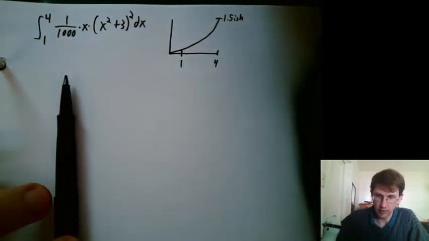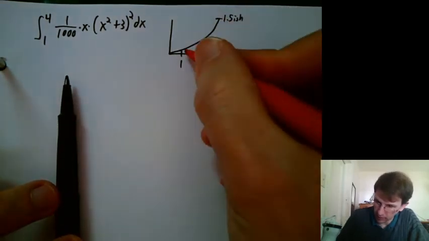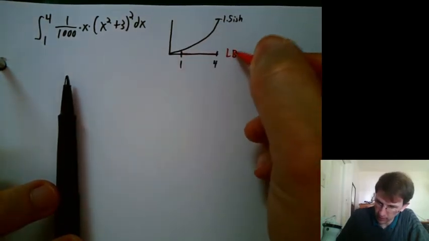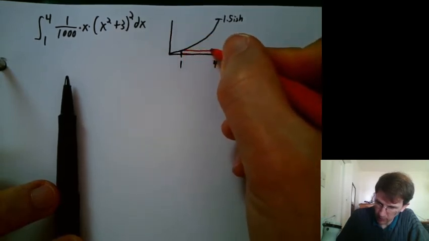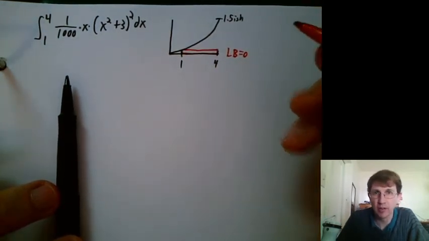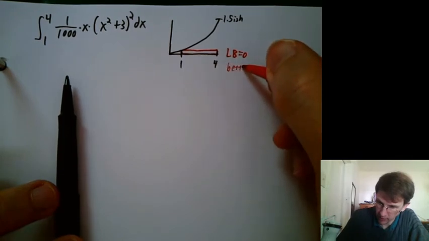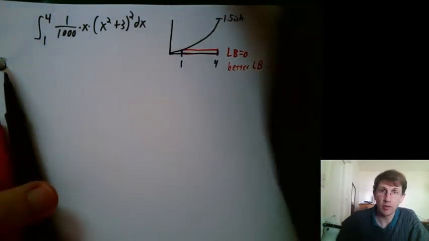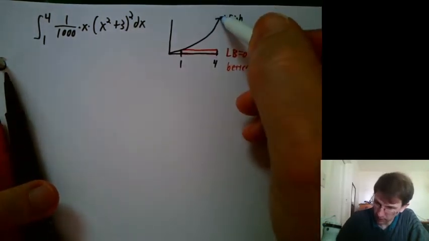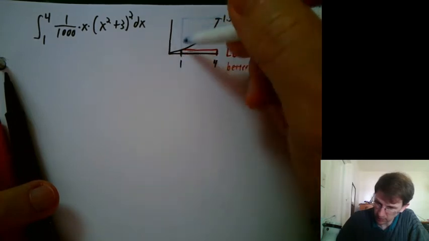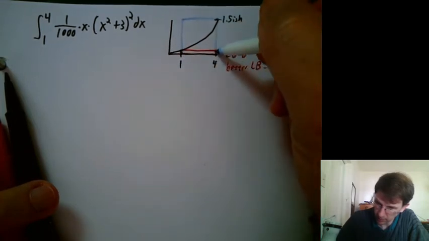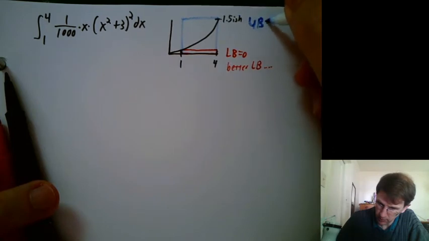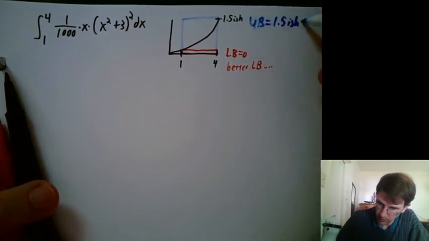And we do what, a lower bound, upper bound, and guess. A quick lower bound would be 0. We could actually do a better lower bound, but it's not that much better, so it's not even worth talking about very much. Upper bound would be a height of 1.5-ish, so 1.5-ish times 4 minus 1, which is about 4.5.